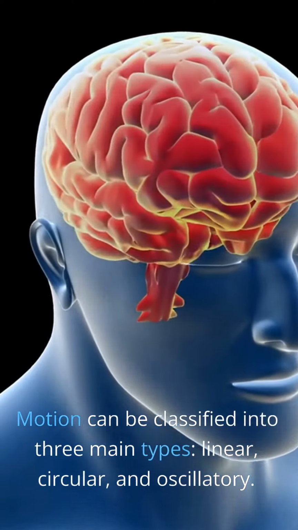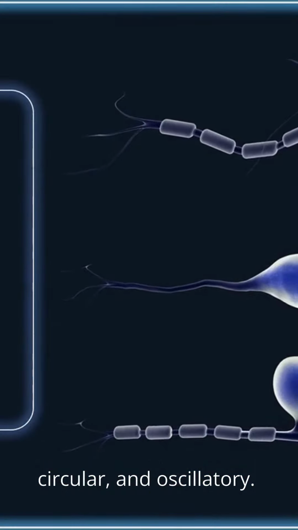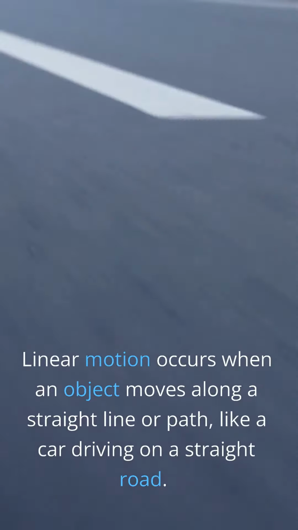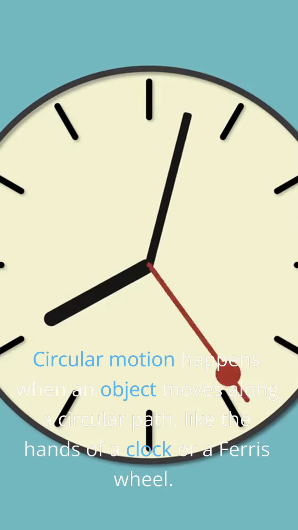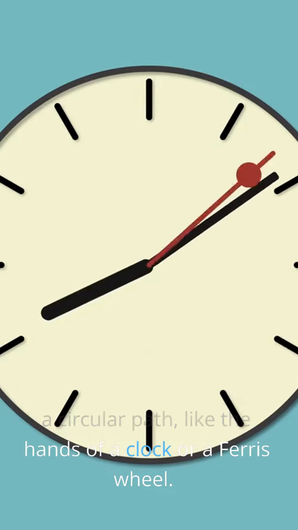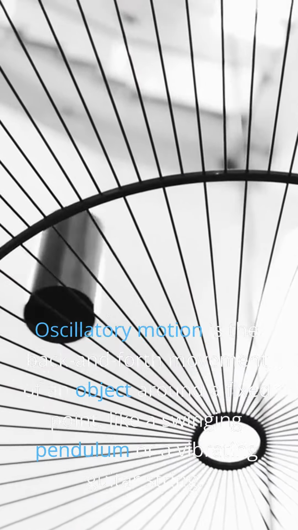Motion can be classified into three main types: linear, circular, and oscillatory. Linear motion occurs when an object moves along a straight line or path, like a car driving on a straight road. Circular motion happens when an object moves along a circular path, like the hands of a clock or a Ferris wheel. Oscillatory motion is the back and forth movement of an object around a fixed point, like a swinging pendulum or a vibrating guitar string.